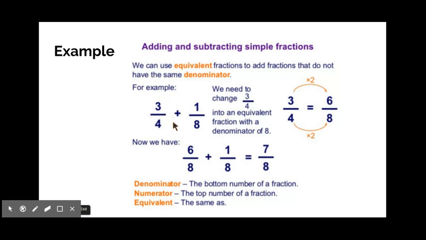We have our first example here, 3/4 plus 1/8. We can see that we have different denominators, so we need to rewrite 3/4 as an equivalent fraction with a denominator of 8, because 8 is the least common multiple for 4 and 8. Over here we can see if we multiply the numerator by 2 and the denominator by 2, we get an equivalent fraction, 6/8. So now we rewrite the expression.